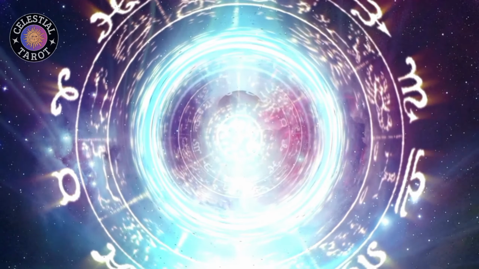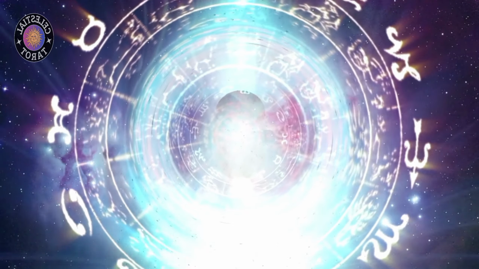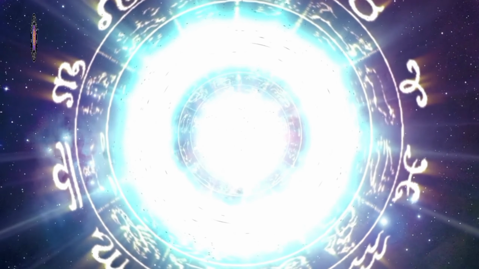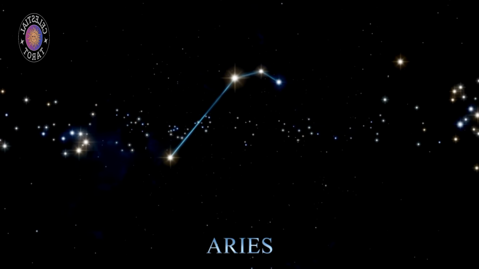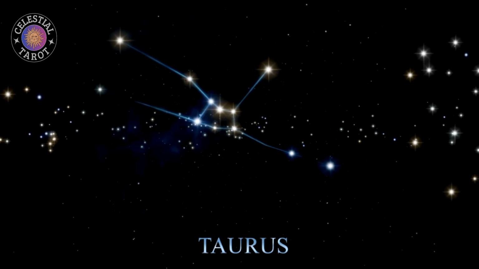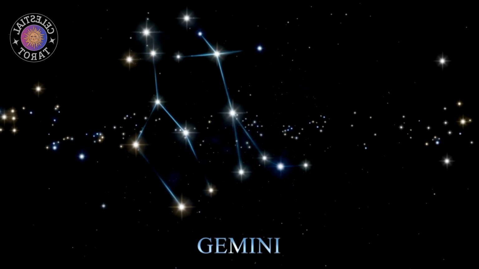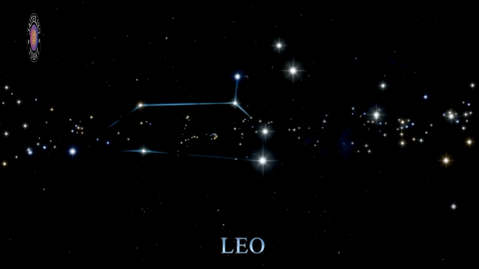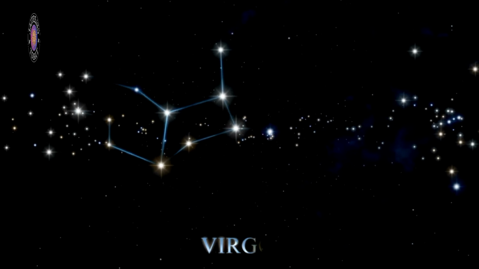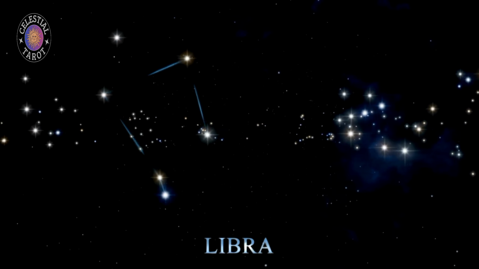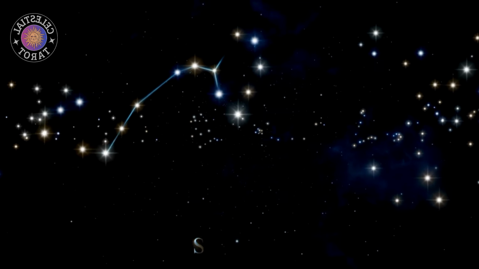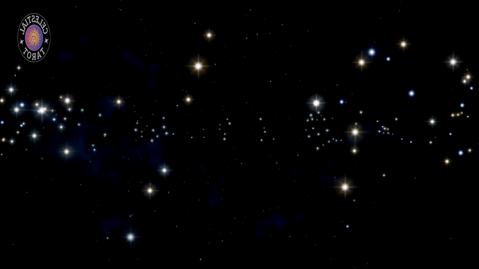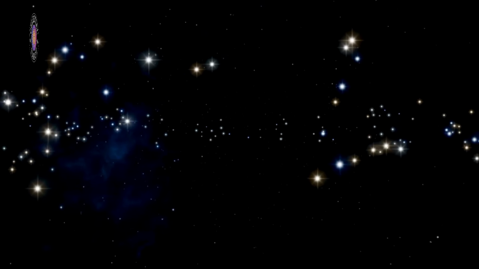The zodiac is the oldest known celestial coordinate system. As we saw in our previous season, the zodiac is divided into 12 equal parts, called signs, each occupying 30 degrees of celestial longitude. The signs are named after constellations that the sun passes through annually. The signs are Aries, Taurus, Gemini, Cancer, Leo, Virgo, Libra, Scorpio, Sagittarius, Capricorn, Aquarius, and Pisces.